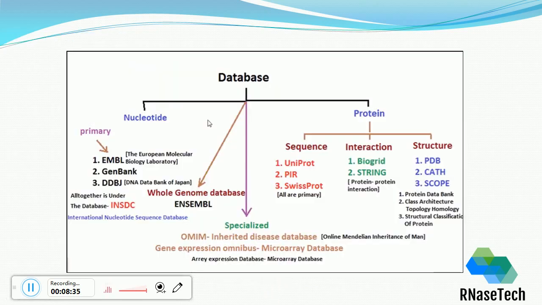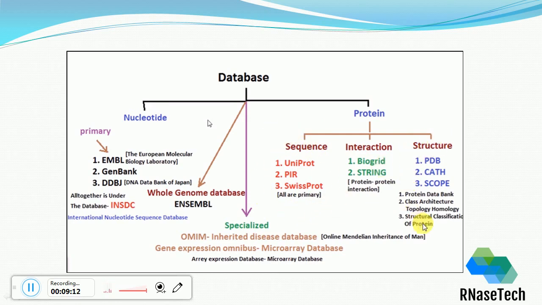So here is another picture which can help you understand the databases. Databases can be divided into nucleotide database and protein database. Nucleotide databases have primary databases, and these are the examples of primary databases of nucleotide: EMBL, which is the European Molecular Biology Laboratory, GenBank, and DDBJ, which is the DNA Data Bank of Japan. Protein database can be further divided into sequence database, interaction database, and structure database. These are the examples of sequence databases: UniProt, PIR, SwissProt. Since these are sequences, they are all primary databases of protein.